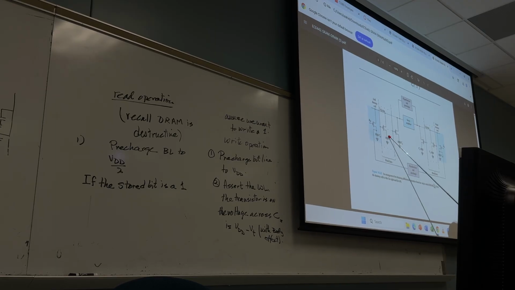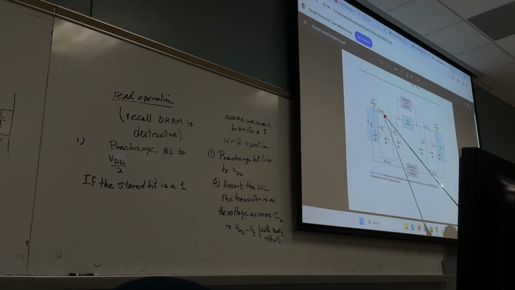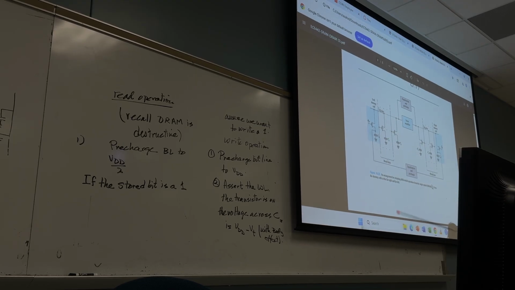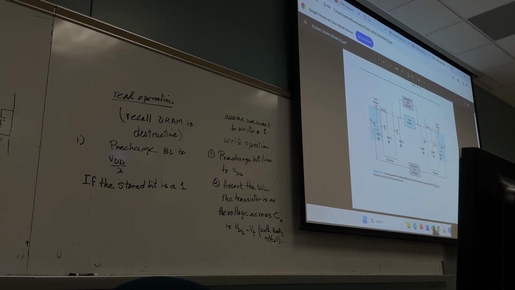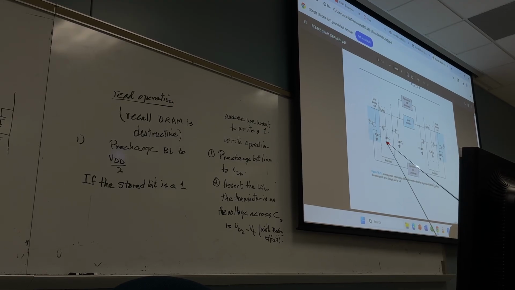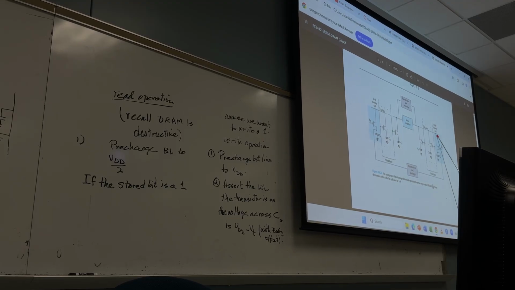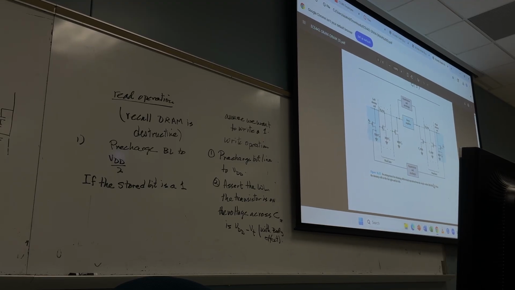If what is stored is a 1, what happened? The current will go this way. This one will increase more than VDD over 2. Yes? If it is a 0, this one will go down below VDD over 2. Clear?